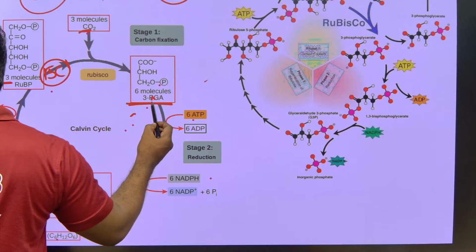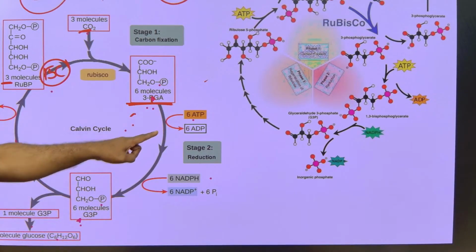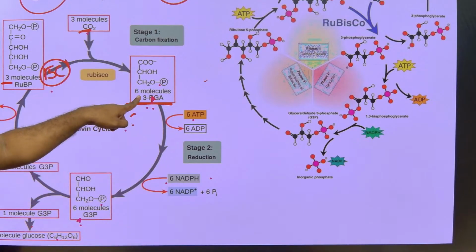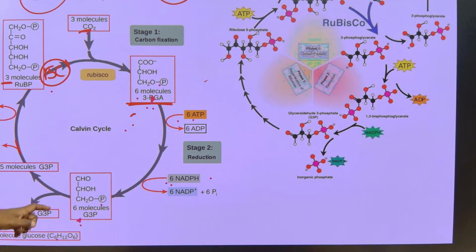So in order to reduce 1 3 PGA into 1 G3P, how many ATP do we require? For 1 molecule, 1 ATP and 1 NADPH. So for 6 molecules we require 6 ATP, 6 NADPH. Now slowly think and answer. Finally we got 6 molecules of G3P.